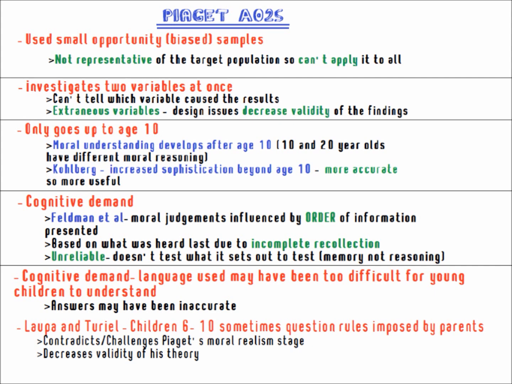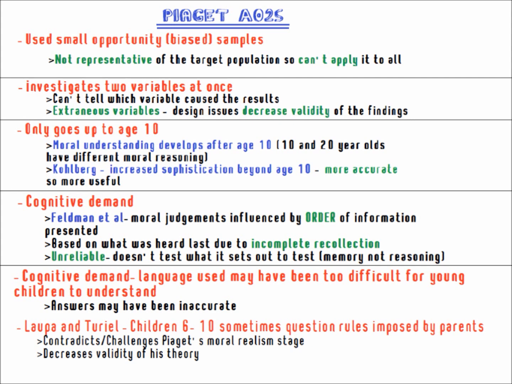Cognitive demand. Feldman et al. 1976 said that moral judgments were influenced by the order of the information presented. Moral judgments were largely based on what was heard last, as they forgot the first info presented. This means they had an incomplete recollection of the moral comparisons. The method tests memory, not reasoning, which makes it unreliable.